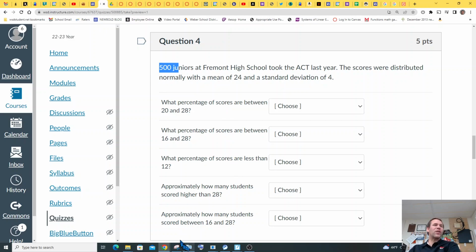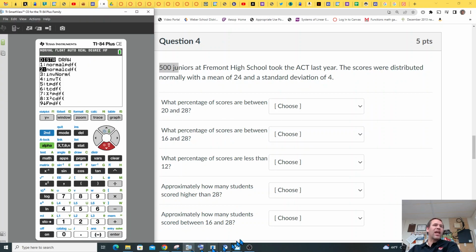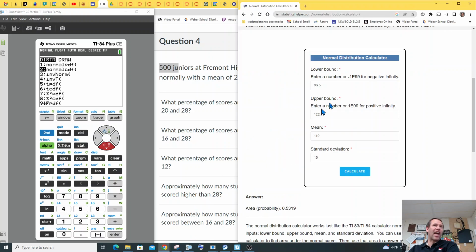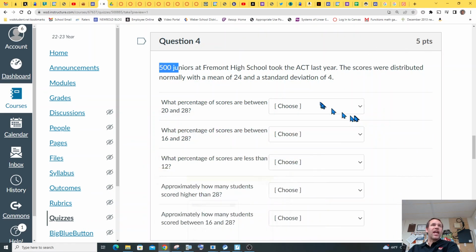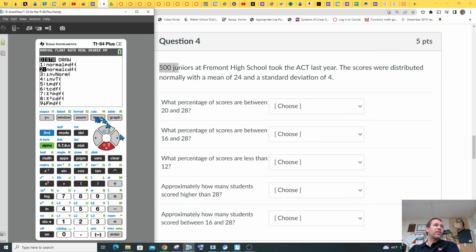And so what you would do is go to your calculator or your website and put in the mean of 24 and the standard deviation of 4. Sorry, you have to select normal CDF now. Go to second, vars, second distribution, and then normal CDF, option 2.